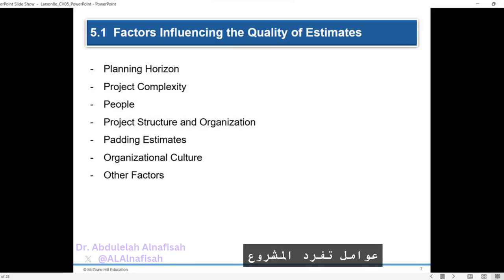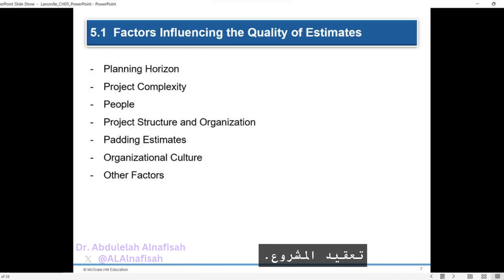Project uniqueness. Factors related to the uniqueness of the project strongly influence estimate accuracy. Each project has its own characteristics that need to be considered. Planning horizon. Estimates of current events are more accurate than estimates for distant events. The accuracy of estimates improves as the project progresses and individual work packages are defined.